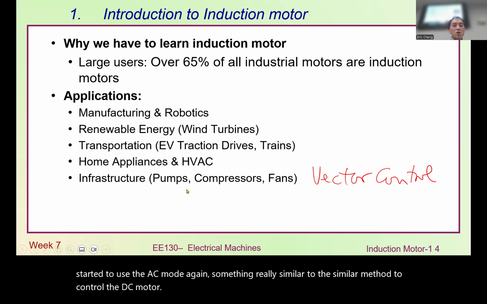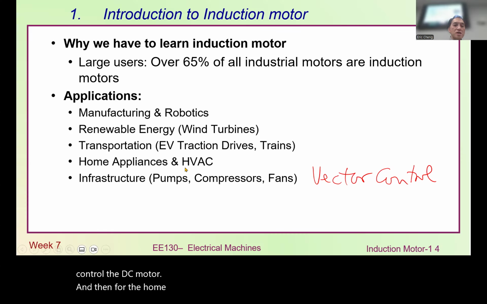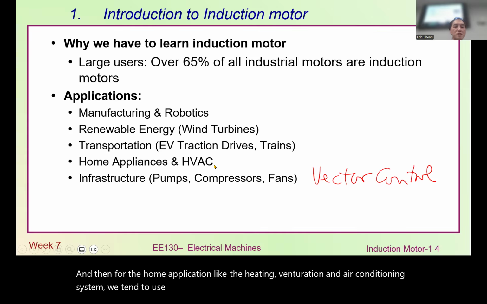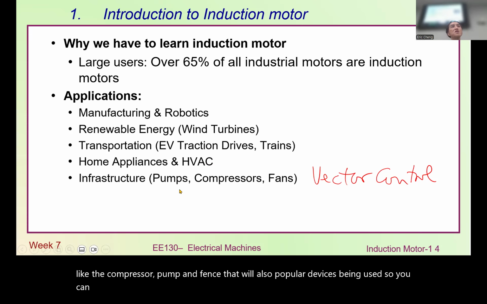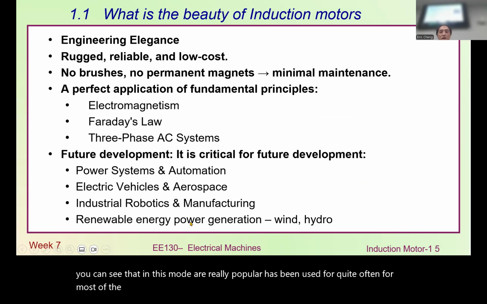And then for home applications, like the heating, ventilation, and air conditioning system, we tend to use a lot of the industrial motor. The whole infrastructure for a building, like the compressor, pump, and fans, are also popular devices being used. So you can see that industrial motors are really popular, used quite often for most of the rotating parts.